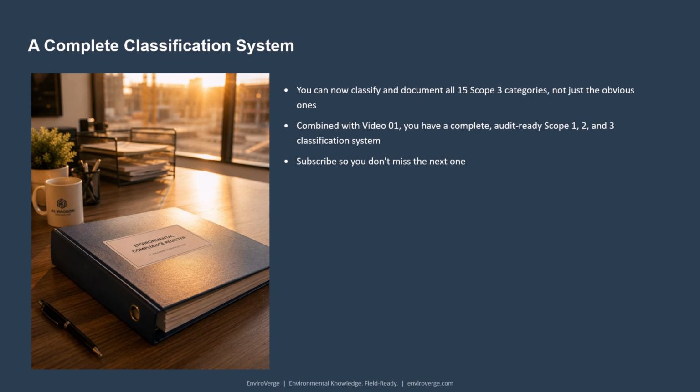You can now classify and document all 15 Scope 3 categories, not just the obvious ones. Combined with Video 01, you have a complete audit-ready classification system for Scopes 1, 2, and 3.